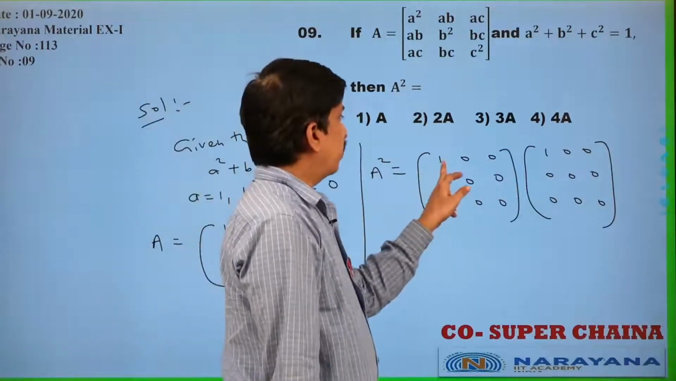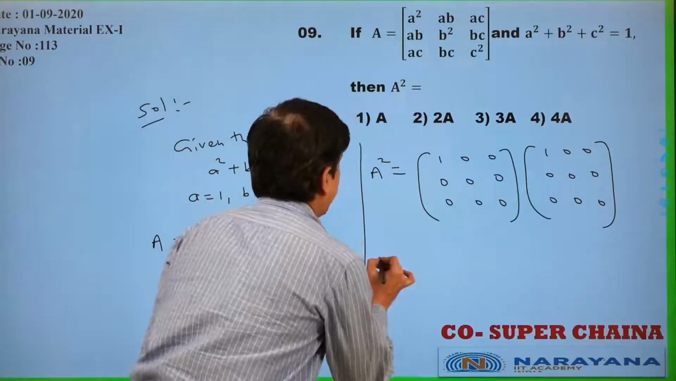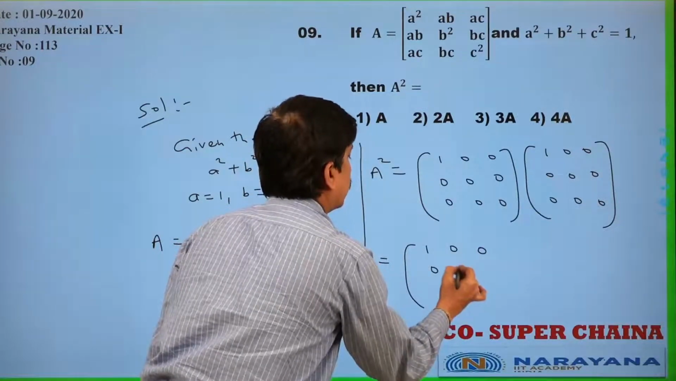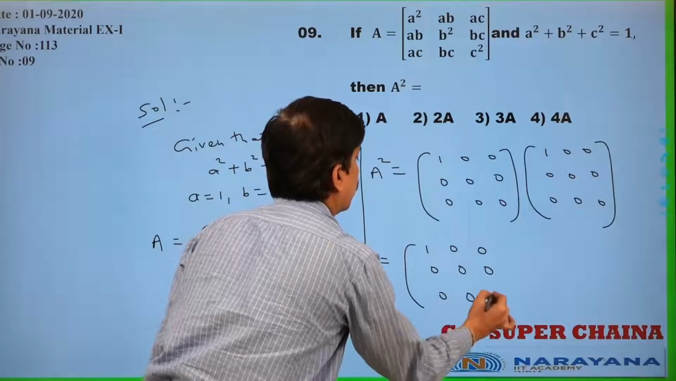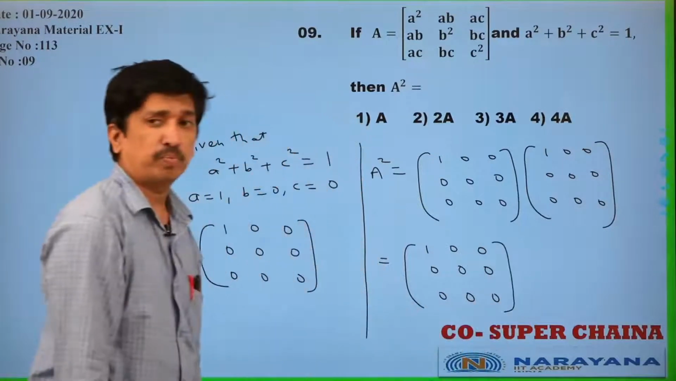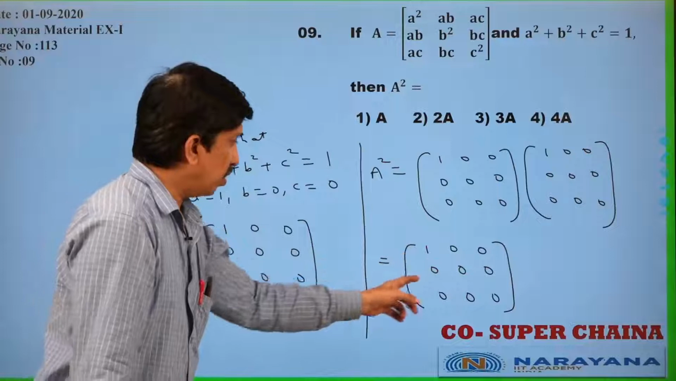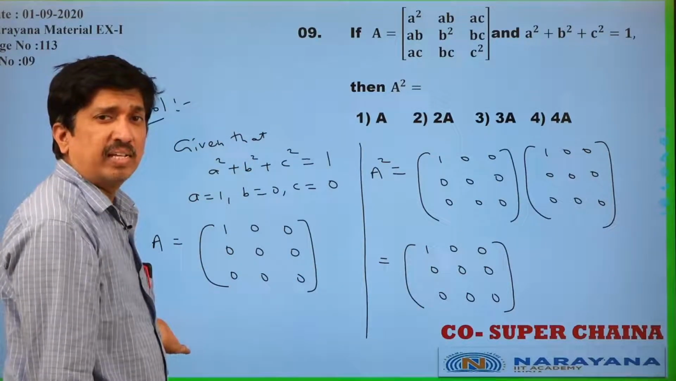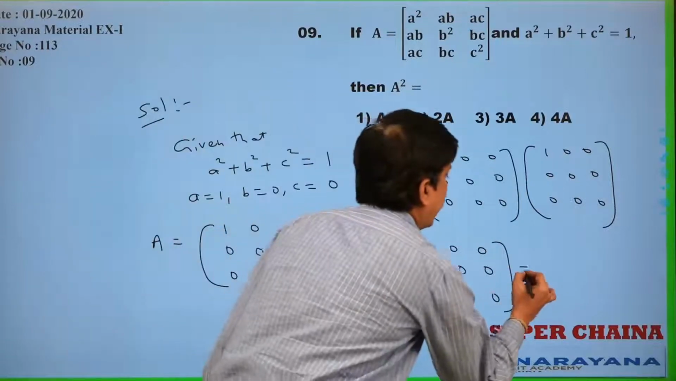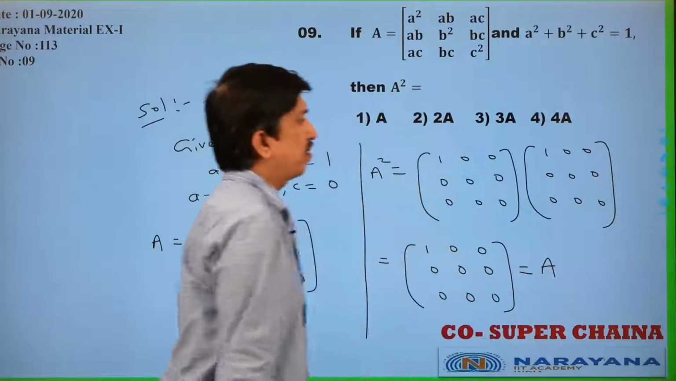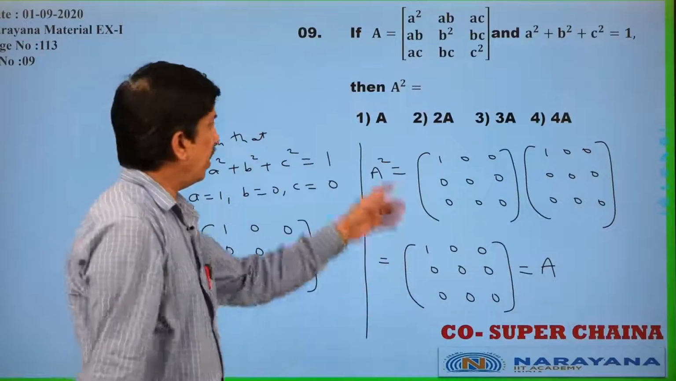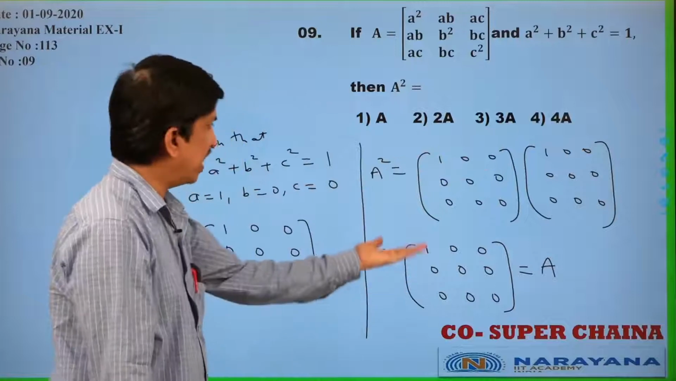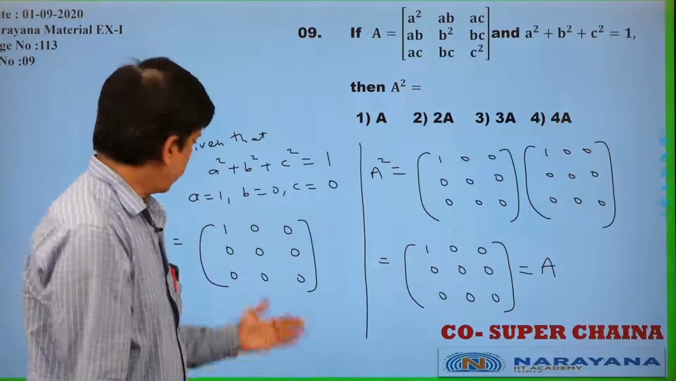First row, first column, only one element is there, so you get 1 only. Other things will be 0. What is this once you observe? This matrix with 1 and all zeros is nothing but A only. So A² is equal to A. First option A, second option 2A, third option 3A, fourth option 4A. You did not get 2A, 3A, 4A like that. You got A only.